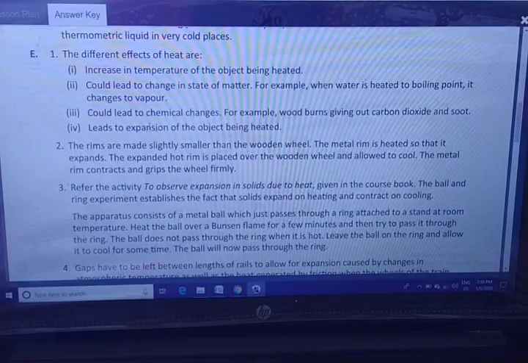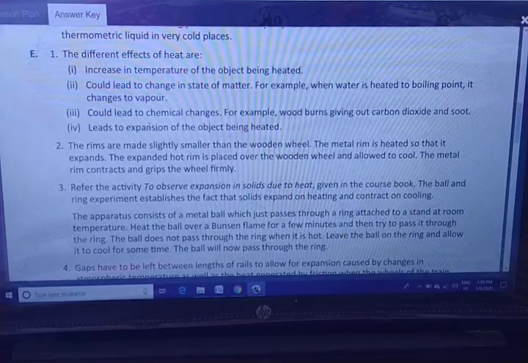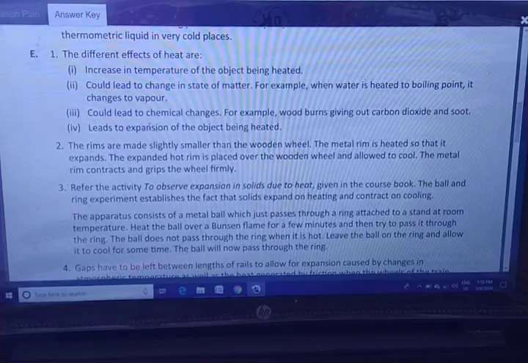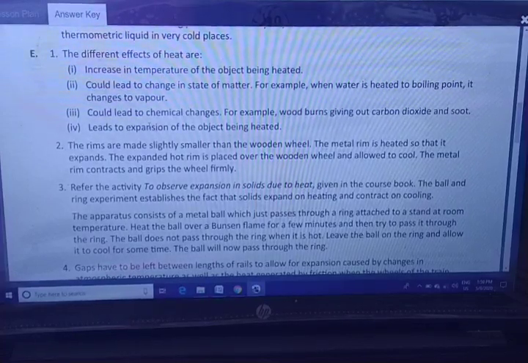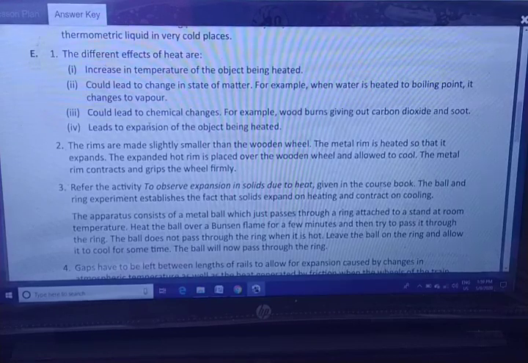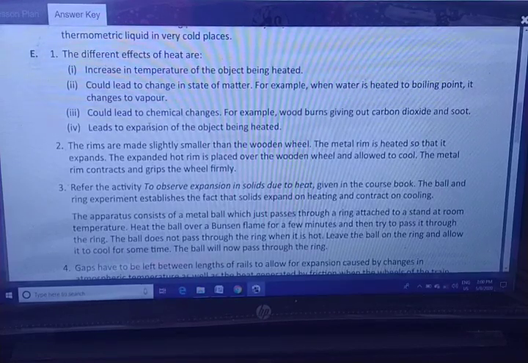So you have seen here the second question, why the rims are made slightly smaller. Here it is written, because as the metal rim is heated, it expands. So that's why the metal rim is made smaller than the wooden wheel. After cooling it should contract and grip the wheel firmly. So this was our long question answer 2.